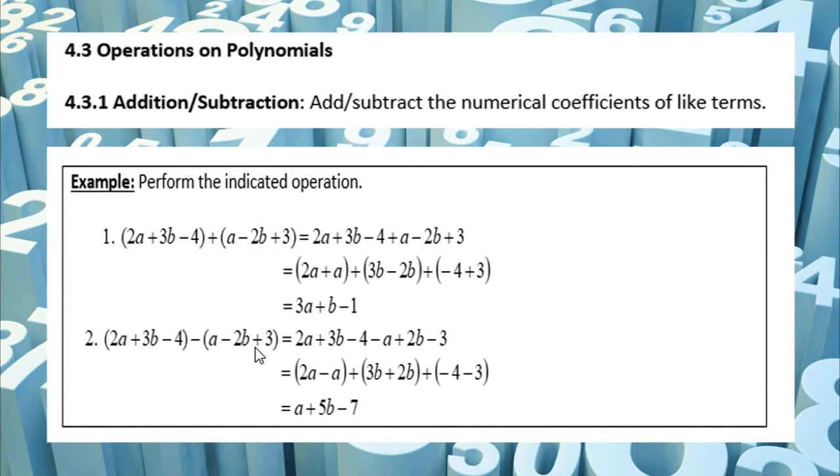So ma-change ang sign. Okay, so combining like terms, we have here 2a minus a, then 3b plus 2b, and then we have negative 4 minus 3. So 2a minus a is just a, then 3b plus 2b, that is positive 5b, then negative 4 minus 3, since pareha silang sign, ato silang i-add, then we carry their symbol. So mao na minus 7. So the answer is a plus 5b minus 7.